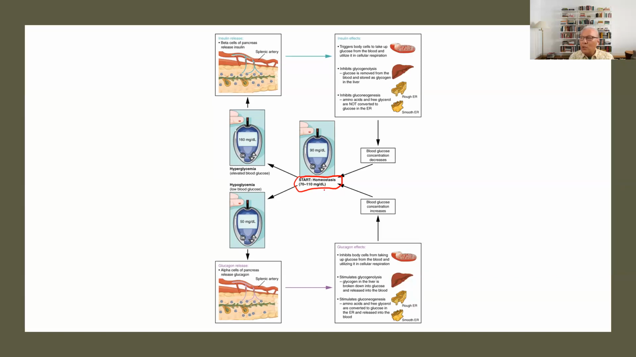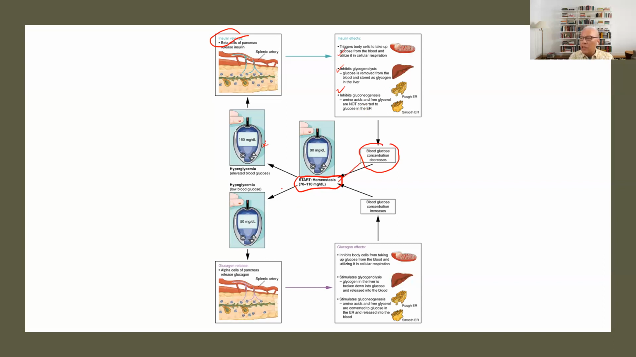So if the blood glucose rises above, so let's say that this is going to be like 160 milligrams, what's going to happen? Well, the insulin is released by the beta cells of the pancreas, and it now does these three things. Triggers the body cells to take up glucose, inhibits glycogenolysis, and inhibits gluconeogenesis. So now the blood glucose decreases and we're back again to homeostasis.